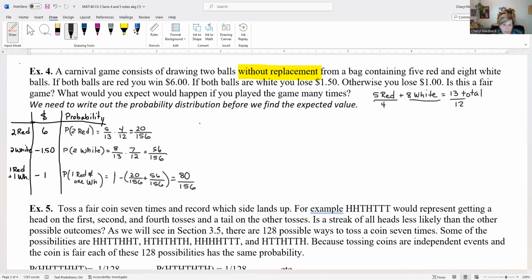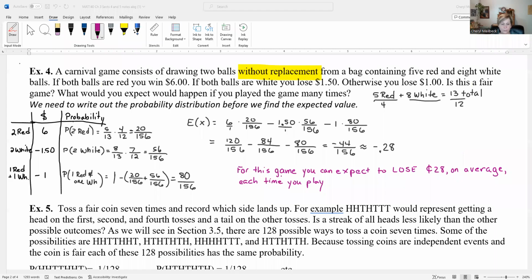Whew. Now we need to calculate the expected value by multiplying the dollar amounts times their probabilities. So taking each of these dollar amounts times their respective probabilities yields us a negative 0.28.